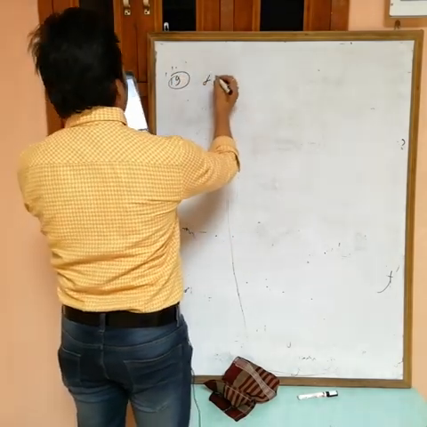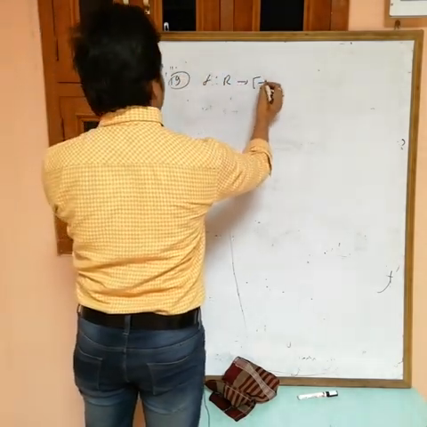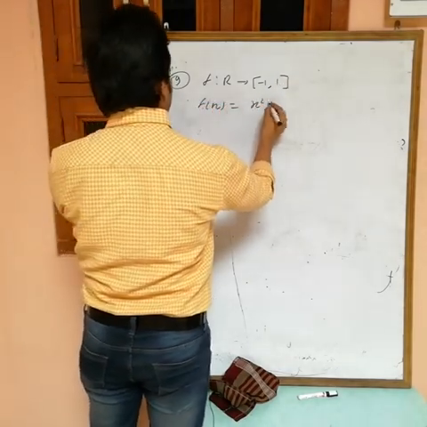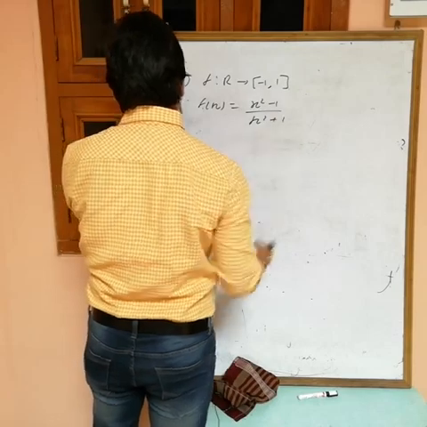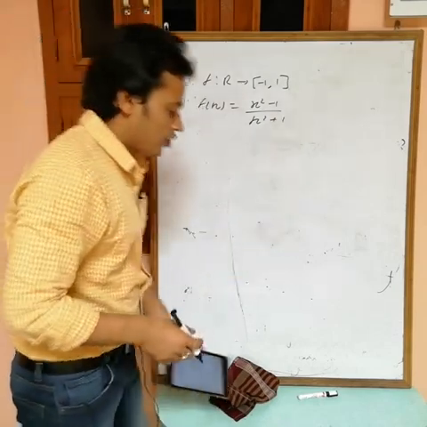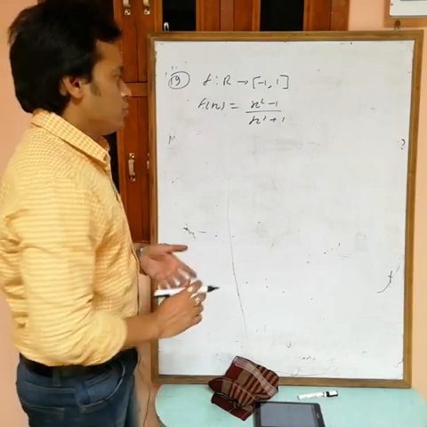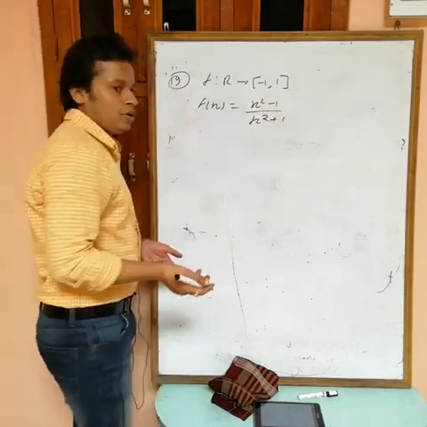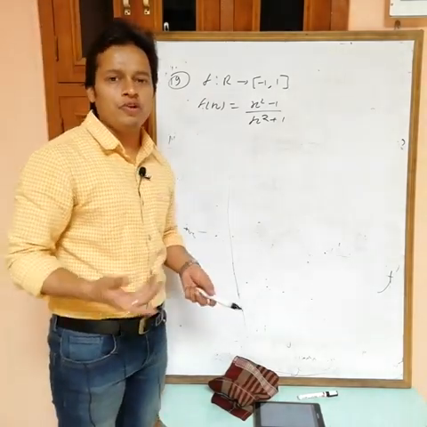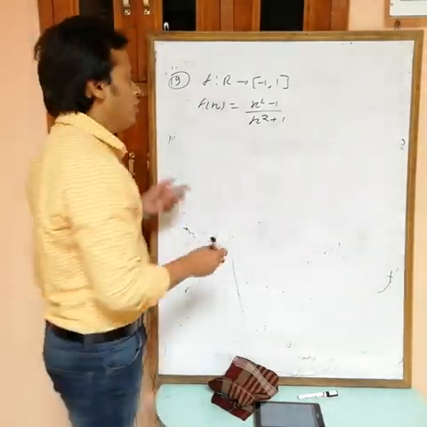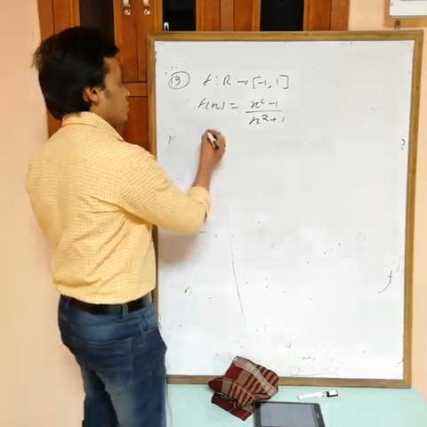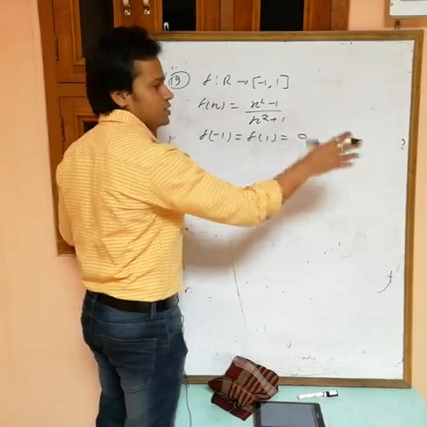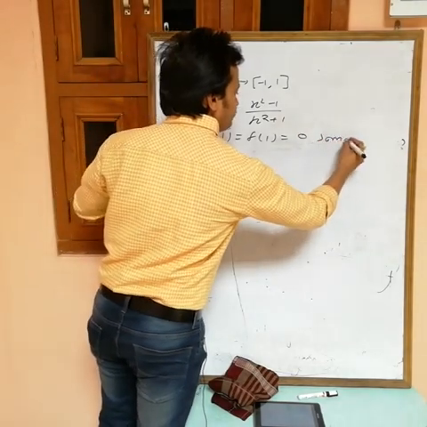Nineteenth: f from R to minus 1 comma 1, and f x is equal to x square minus 1 by x square plus 1. Now we have to identify whether it is one-one, many-one, into, onto. So first, one-one or many-one. Actually this is an even function, power of x is 2. An even function is always many-one, and to say many-one we want only one reason. Now put minus 1 or plus 1. For both you will get the same value, that is equal to 0. So it is many-one.